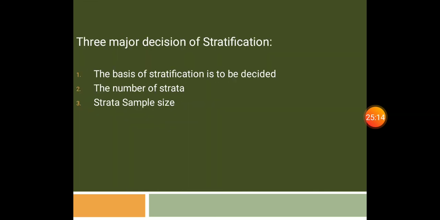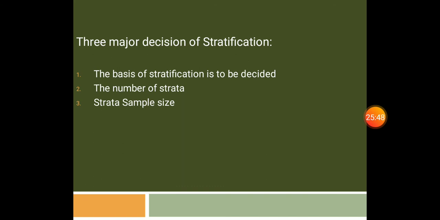Then there are three major decisions on the basis of which we need to do stratification. The first one is that the basis of stratification is to be decided. As we mentioned, if we are doing a study on the difference of academic performance based on gender, what is our basis of stratification? Gender. That means we are dividing into two groups, males in one group and females in another. Like that, we need to know the basis of stratification. The second is the number of strata. How many strata are there? In this case, only two.